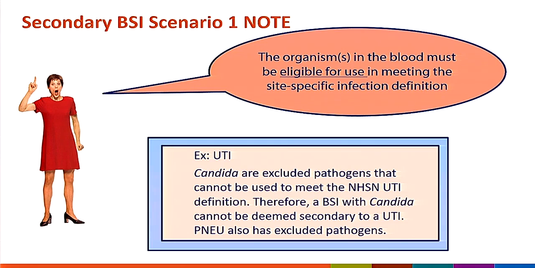Pneumonia also has some excluded pathogens, so those are the two main types of infections where we'll run into that. So unless there is another source of infection for that Candida in the blood, it's possible that the patient may have a primary BSI.